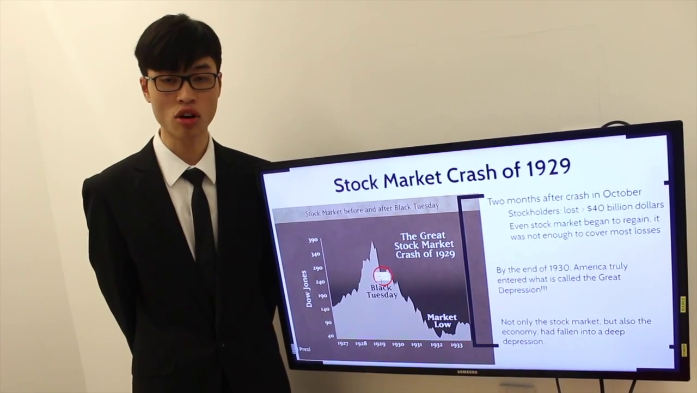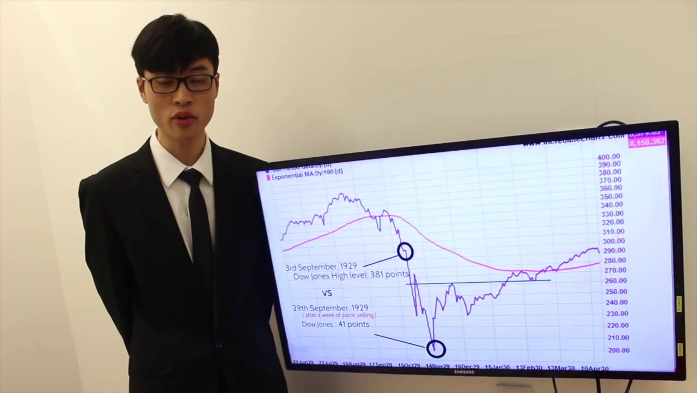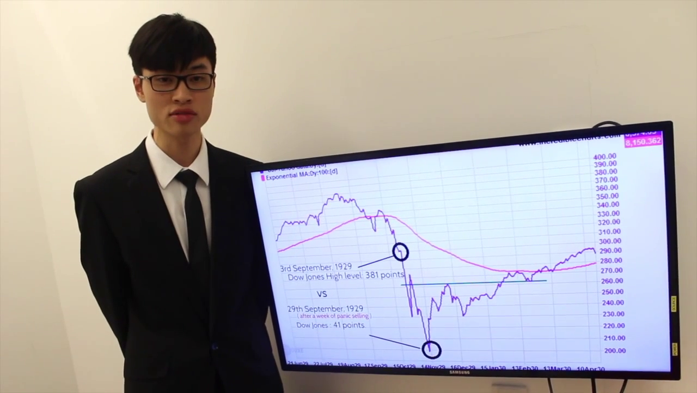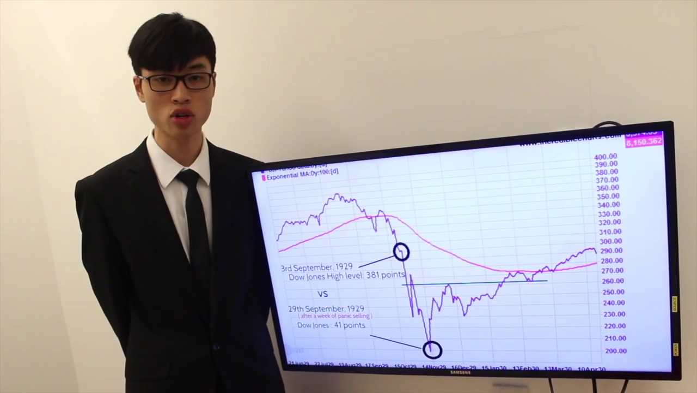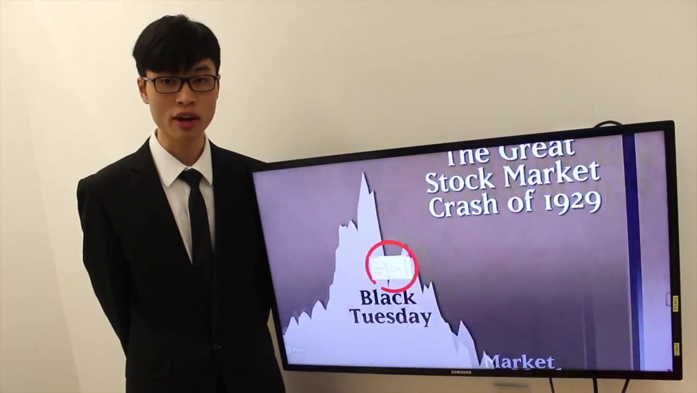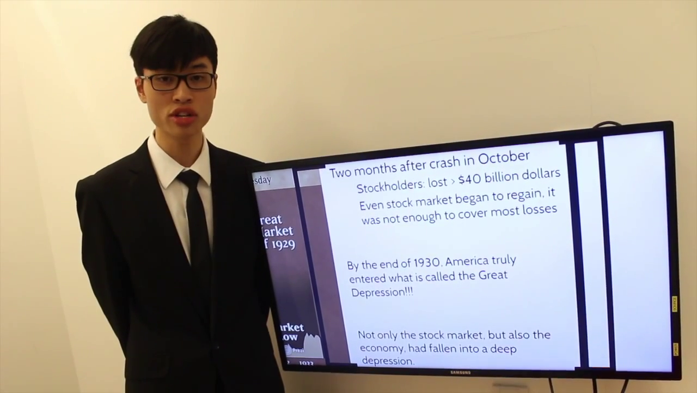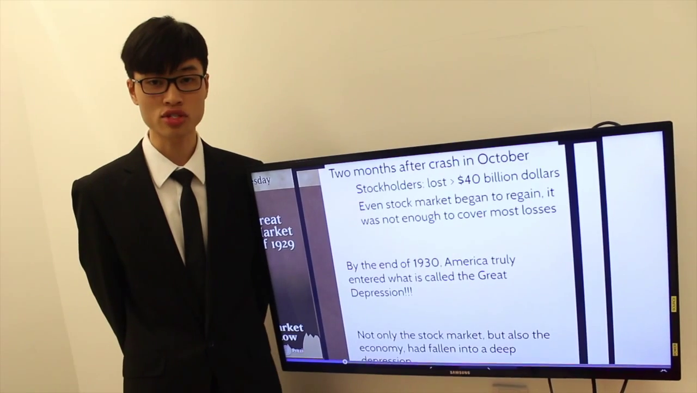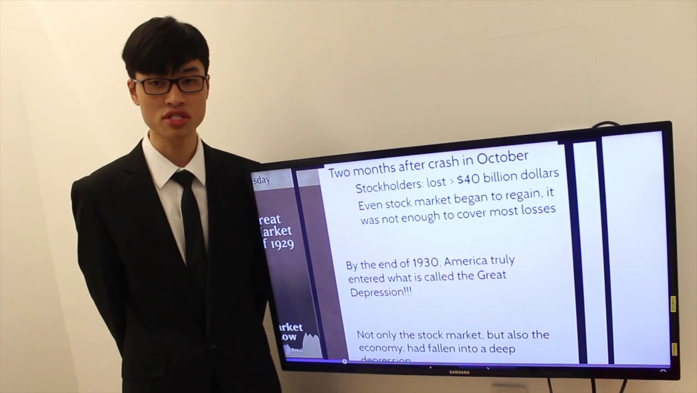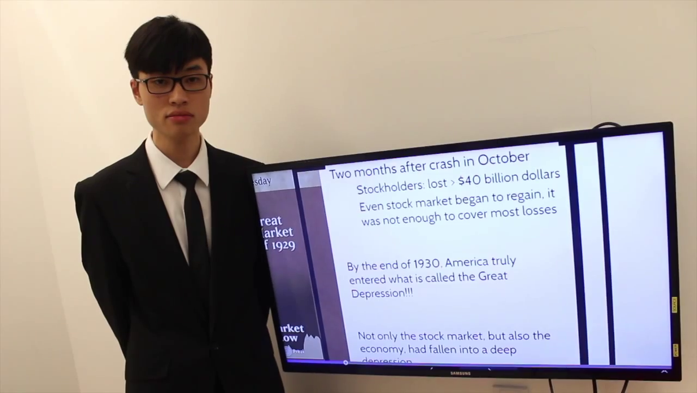Confidence of investors dropped and they rushed to sell off the stocks in hand. This led to a 340 point drop in the Dow Jones, from the highest level, 381 points on the 3rd of October, to 41 points on the 29th of October. 2 months after the crash in October, stockholders lost 40 billion, even though the stock market showed some signs of rising. This could not cover most of the losses. This was considered to be the major fuse of the Great Depression.